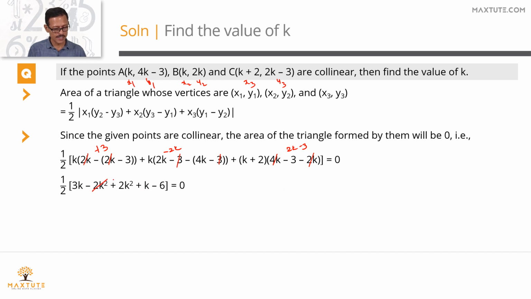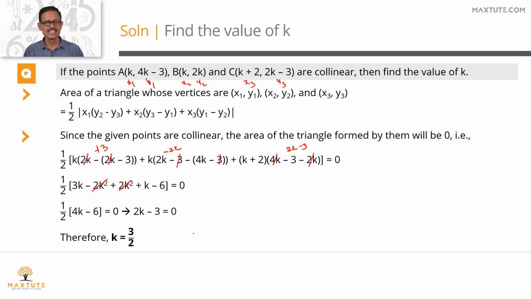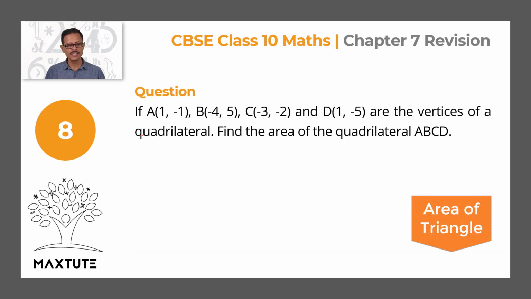Expanding it, we get this 2k square and 2k square getting cancelled. Half into 4k minus 6, which is 2k minus 3 equals 0. k is equal to 3 by 2. Run through these parts very slowly. You don't want to be making a mistake in this. Let's move to the next question.